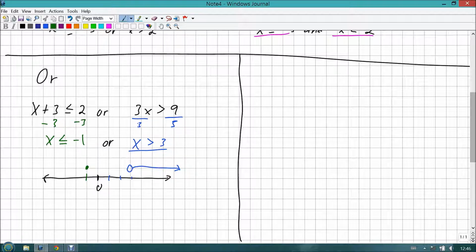And I do the same thing for the green one. X has to be less than or equal to -1. Well, 0 is bigger than -1, so I have to go away from it. And this would give me my OR graph.